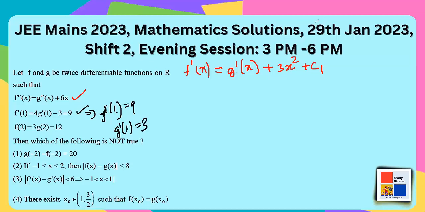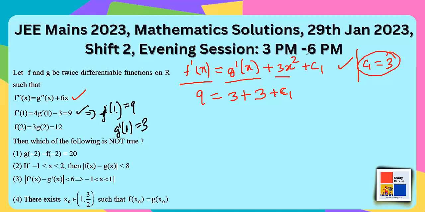So if I plug the value 1 in this expression, f dash 1, that is 9, is equal to g dash 1, that is 3, plus for x equal to 1, this is going to be 3 plus c1. So from here, I am getting the value of c1 to be 3. Fine. That means I can rewrite this expression as f dash x is equal to g dash x plus 3x square plus 3. Now we have this expression. Let's find out the function f x and then we can try to filter out the options.